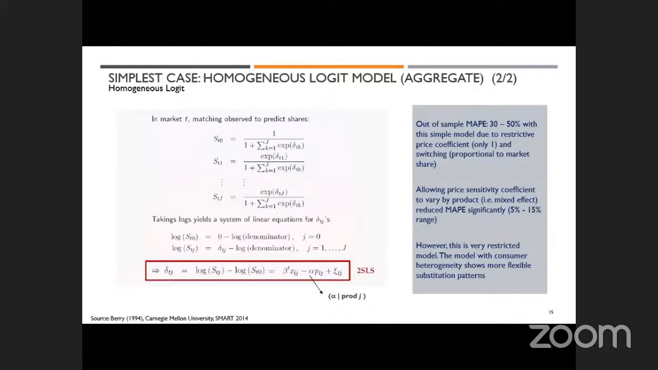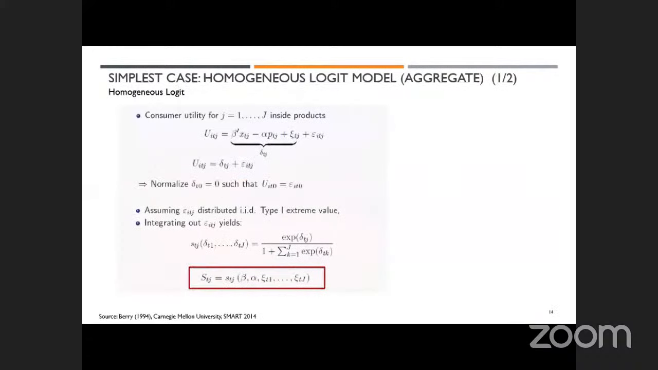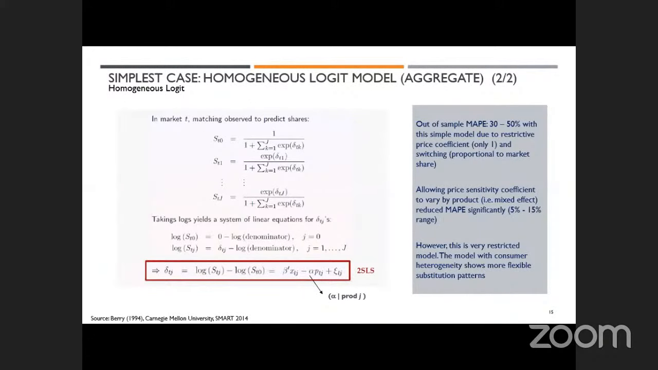But if you have a more realistic scenario where you have heterogeneity, things get more complicated, and then you need a simulation technique, right? But there is one practical tweak. If you only do homogeneous logit and do out-of-sample validation with this really simple model, usually the mean absolute percentage error is about 30 to 50%. But if you allow the price sensitivity parameter to change by product, you can reduce it to pretty good prediction, like 5 to 15%. So that's a practical tweak, but it's not based on sound theory. This is more of a practical hack.